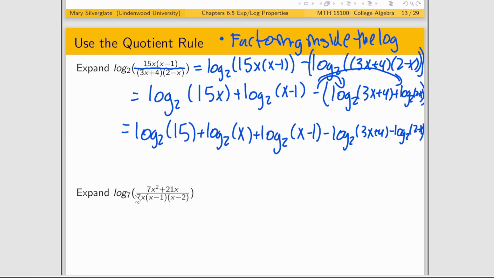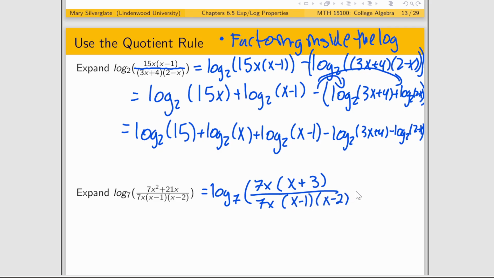For this next problem, it's going to be simplest if you first factor. So in particular, I might notice that my numerator should factor further. So that becomes log base 7 of, what's the greatest common factor between 7x squared and 21x? That would be 7x. Parentheses, 7x squared divided by 7x is going to leave me with 1x. 21x divided by 7x is going to leave me with plus 3. All divided by, we've got this 7x, x minus 1, x minus 2.